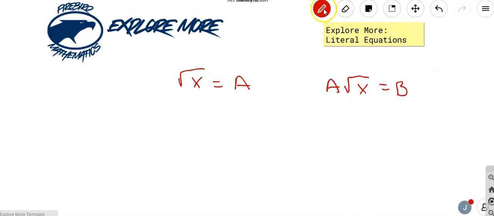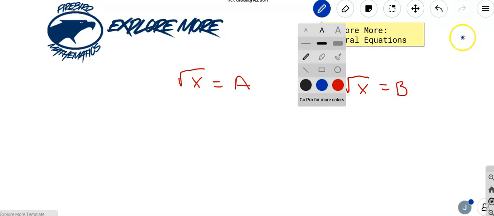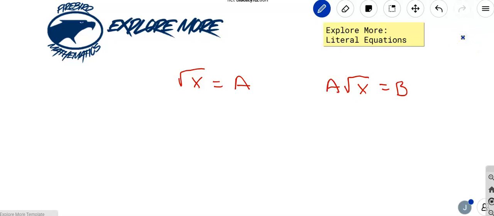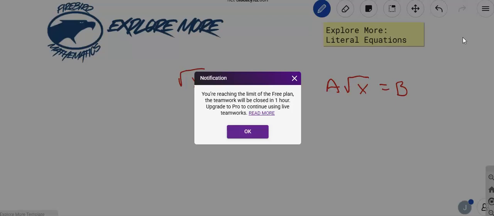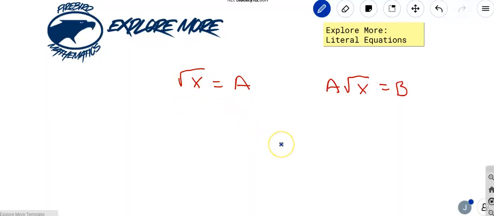Okay, so now if we look at these examples here, these examples are starting with the square root already in the equation. So we're trying to solve for x. If I start with the square root of x equals a, and I'm trying to solve for x, I have to do the inverse of taking the square root. So the inverse of a square root is squaring both sides. Okay, so I'm going to square both sides of this function.